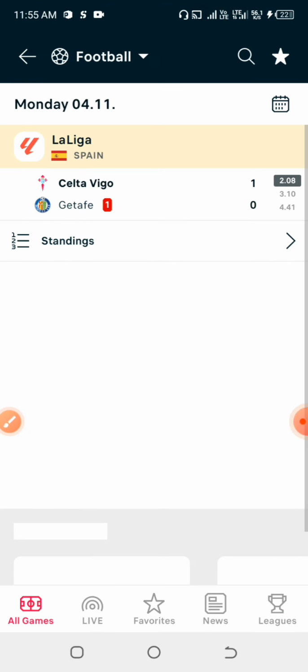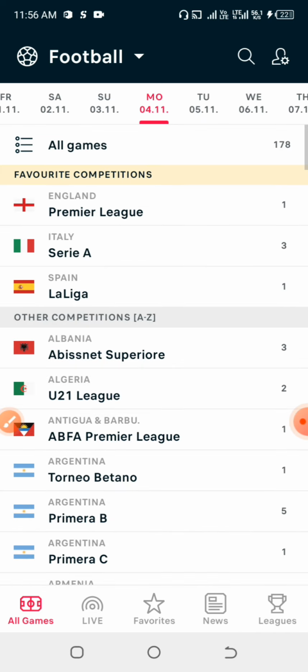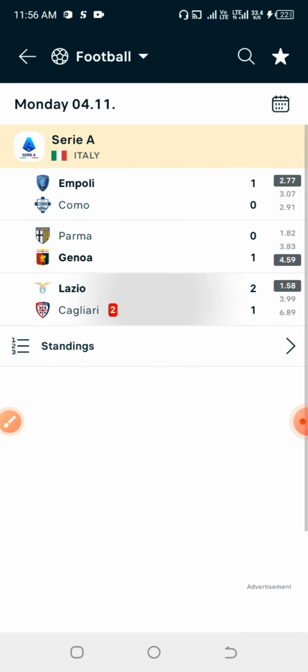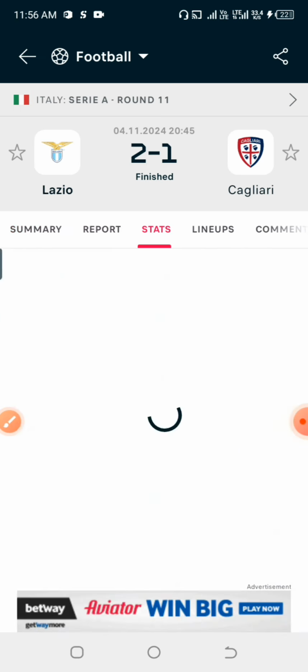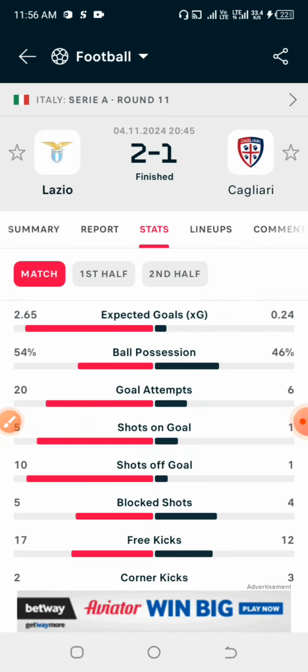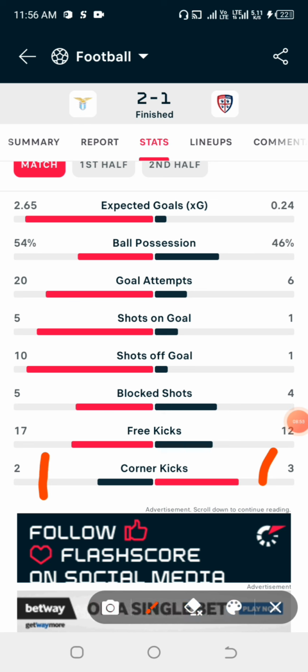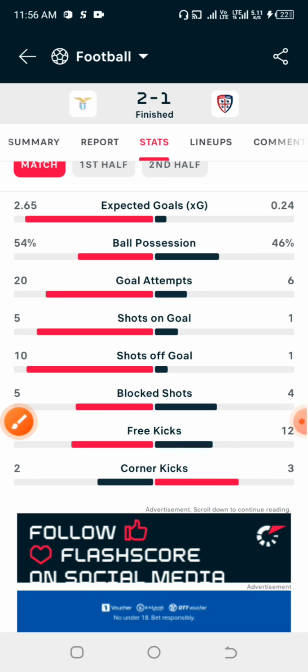So I think I played that day. I did analysis on Lazio and Cagliari, and this particular game also ended up in 5 corners. But on that day, I actually predicted over 4 corners, and they got that towards the 10 minutes.